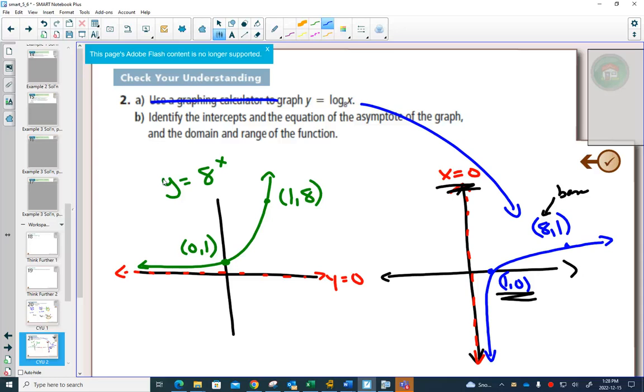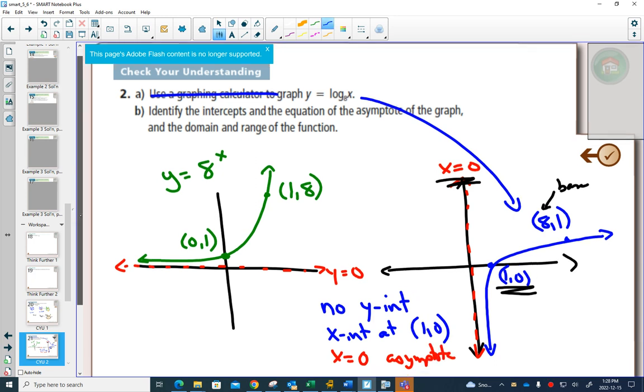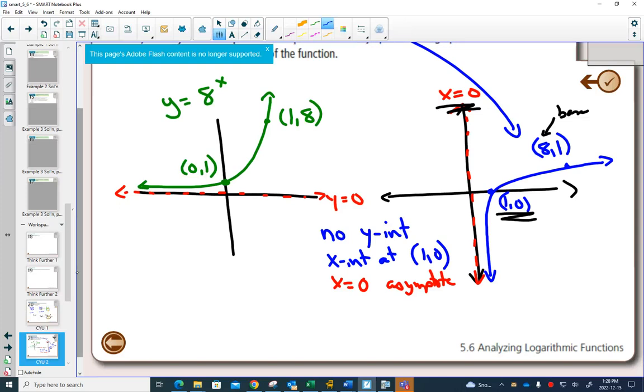So, if we have this graph, can you see that in the blue graph, there are no y-intercepts? The x-intercept is at (1, 0). The asymptote is at x equals 0. When we write out the domain, x has to be bigger than 0 but not equal to it because of the asymptote. And when we write out the range, it is everything.